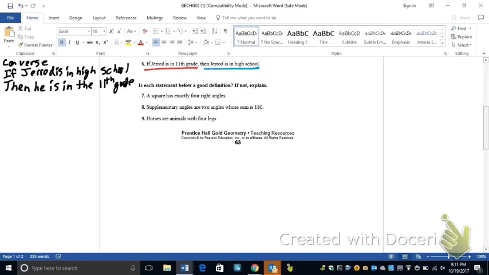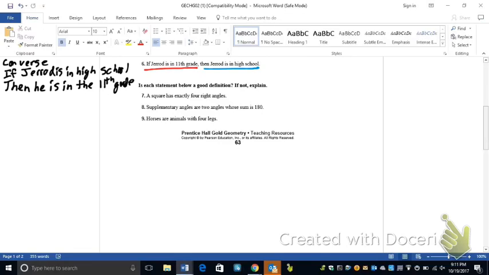So, regardless of whether it's true or not, it's still the converse. The converse is what we get when we switch the conditional's hypothesis and conclusion. It doesn't have to be true, it doesn't even have to make sense, but we need to know that that's how it's done. We will come back and talk about the truth value later.